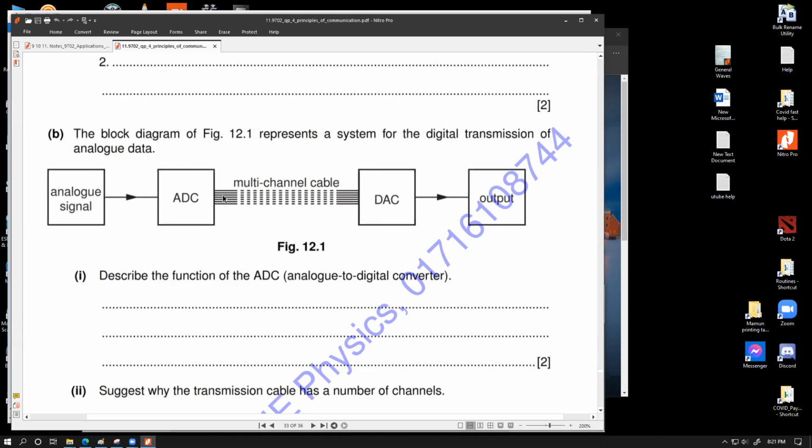7-bit data is actually never used. It's all either 4-bit data or 8-bit data or 16-bit data. It goes on like that in multiples of 2. But let's say, because we have 7 channels over here, let's assume that we have a 7-bit data system over here.